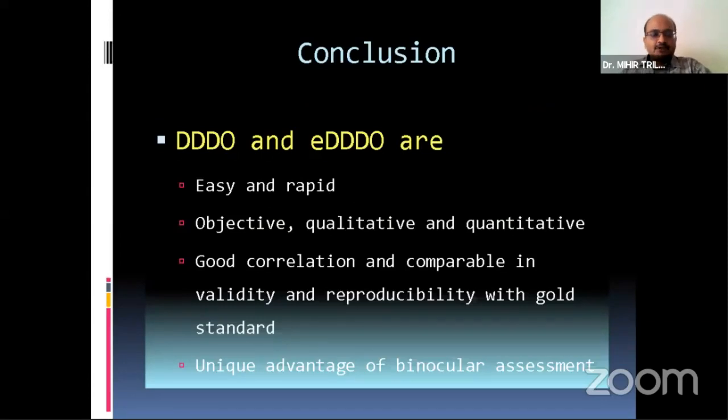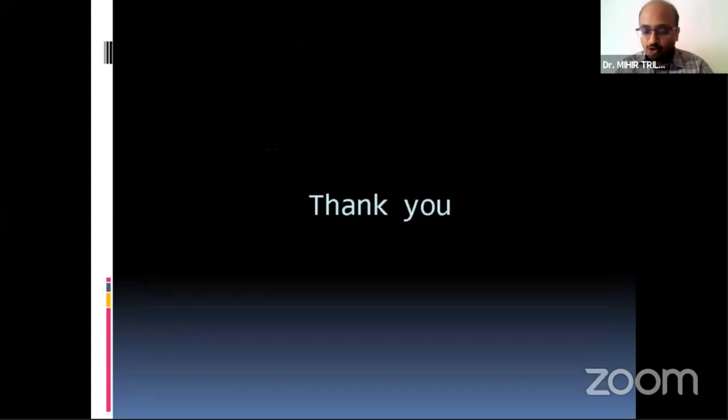In conclusion, I feel DDDO as well as its modification EDDDO are easy, rapid, objective, having a very good qualitative as well as quantitative assessment of accommodation, and they have very good correlation and inter-observer variation, and they are valid tests to be utilized routinely in the pediatric ophthalmology clinic to assess abnormal accommodation in children. It offers the unique advantage of being able to assess accommodation from both eyes simultaneously, and hence it is the only clinically available test to detect anisoaccommodation in children. Thank you.